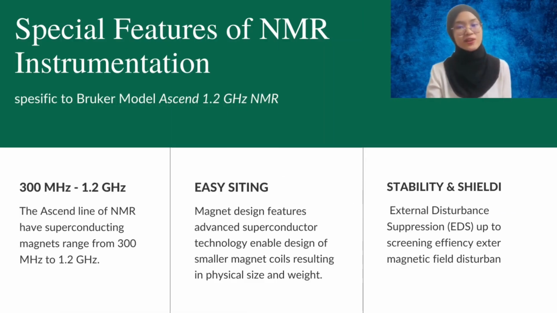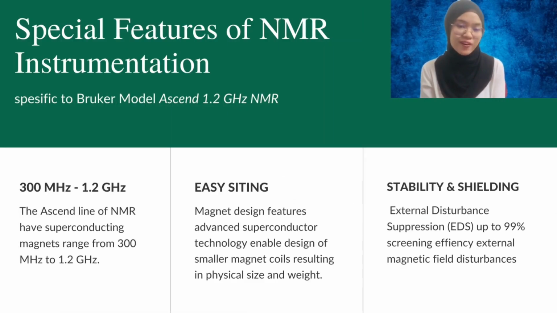So now let's talk about the special features of the NMR Bruker model. Firstly, the magnet used to produce the magnetic field is a superconducting magnet that can produce a large magnetic field from 300 MHz up to world record-breaking 1.2 GHz. Thus, the sensitivity and resolution result may be obtained without hesitation by using this NMR model.